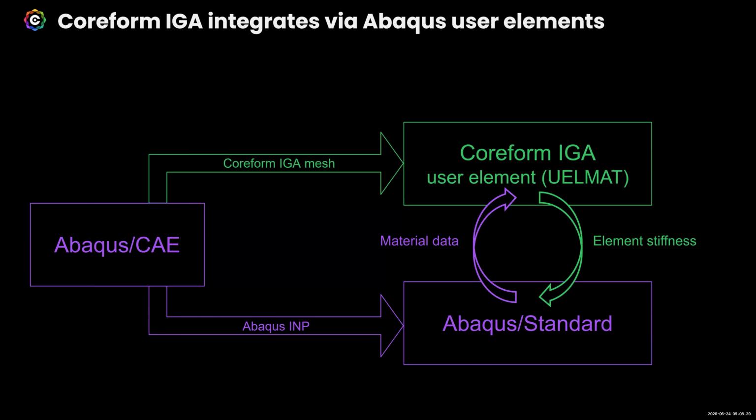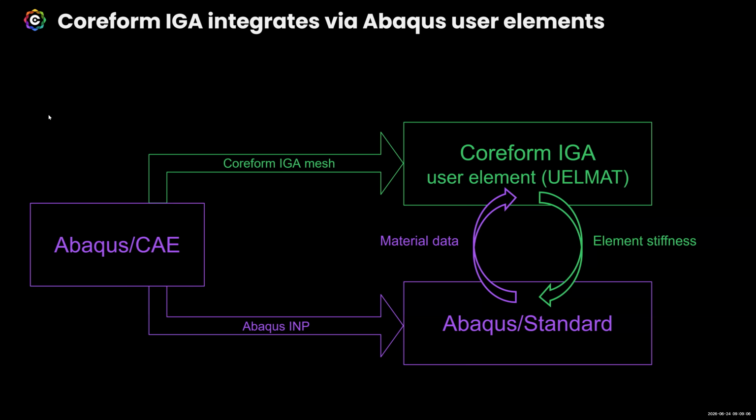We also get a question about how we integrate with Abaqus. And the answer is we integrate through Abaqus's extensive user element functionality, specifically their UEL mat. For those who are not familiar with UEL mat, what it provides is not only the ability to define a user element, but also to access the material data from Abaqus, in this case Abaqus Standard.